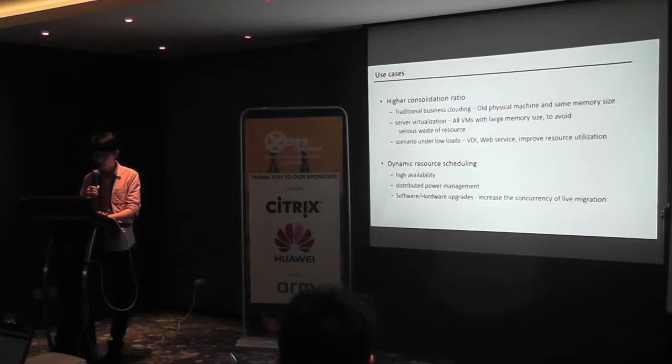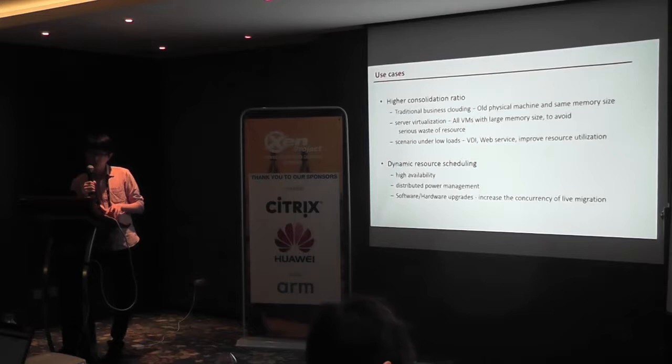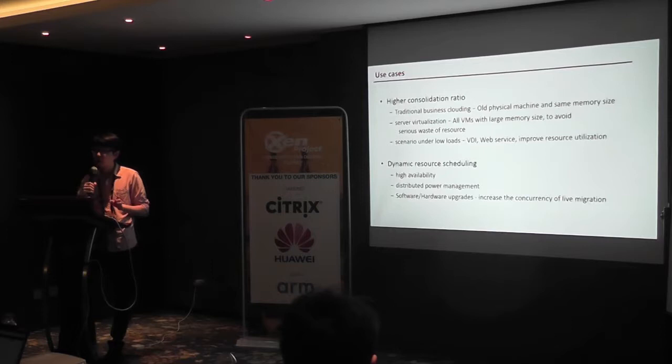Obviously the traditional use case is to get a higher consolidation ratio, but there are also some special reasons that we have to use it. For example, in private cloud, our customers want to move their traditional business into the cloud, but don't want to buy new machines and don't want to change their memory size. For example, a 64 GB instance works well on its own 64 GB machine. But when moving to the cloud, it means that 64 GB VMs have to run on 64 GB of physical memory. We have to overcommit memory because the hypervisor and domain zero also use some memory.